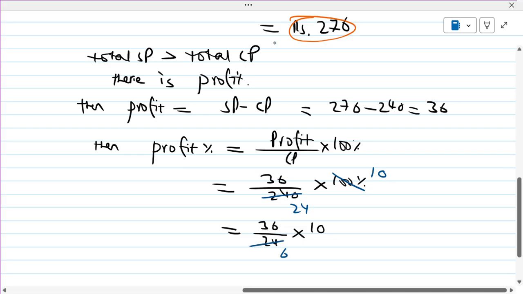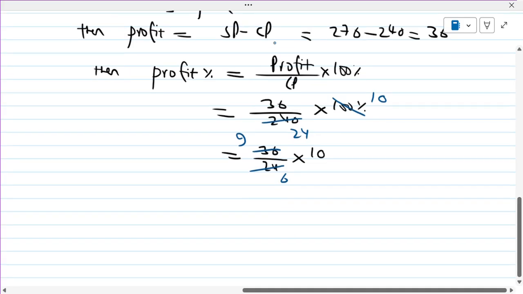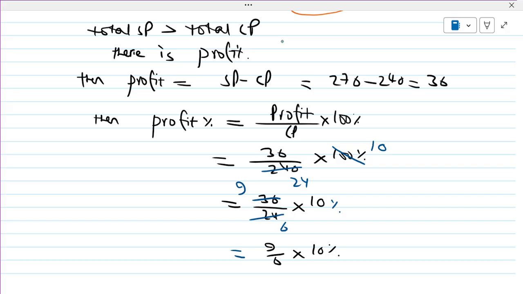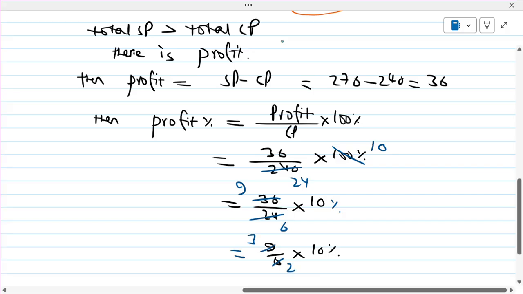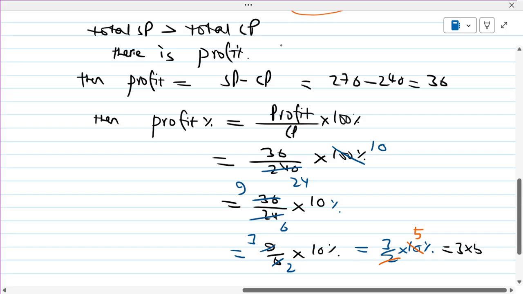So by 4 we can cut, is it? 4 6 24, 4 9 is 36, and again what is remaining there that we can cut by 3, 9 by 6, is it? So 9 by 6 into 10%, so by 3 we cut. So 3 2 is 6, 3 3 is 9, is it? So 3 by 2 into 10% we get, and this we can cut by 2, 2 into 5, so it results 3 into 5%, that is 15 percentage.